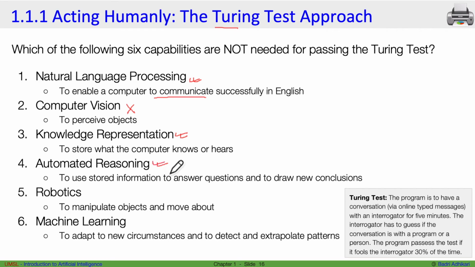Automated reasoning is also needed. Robotics is not needed, because in the Turing test, the agent is not expected to handle or manipulate objects. Machine learning, however, will be needed, because the agent has to have a technique to learn.